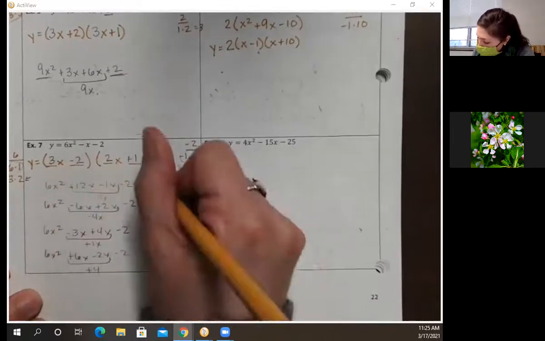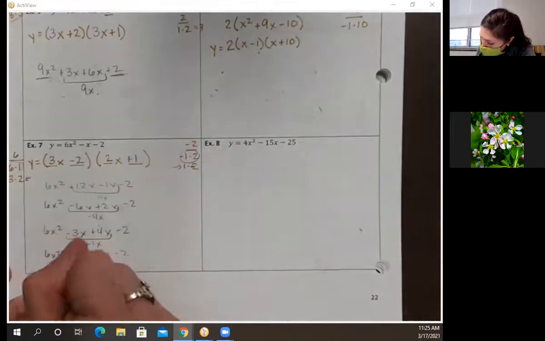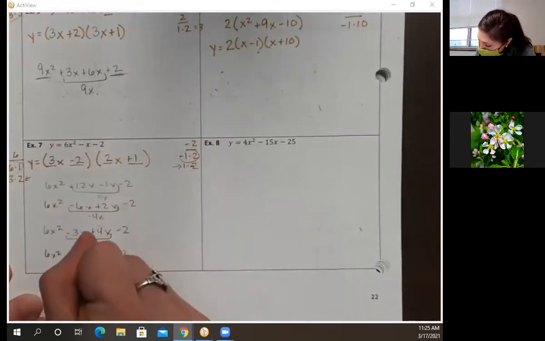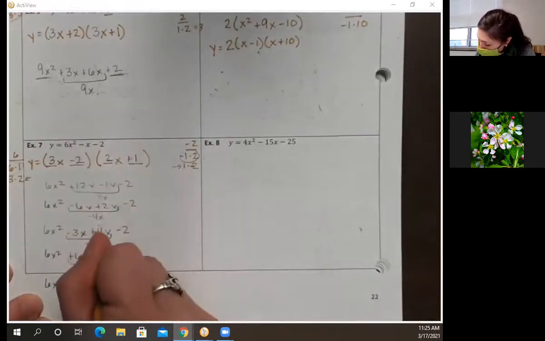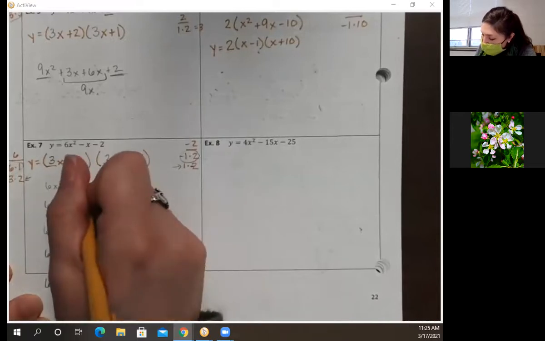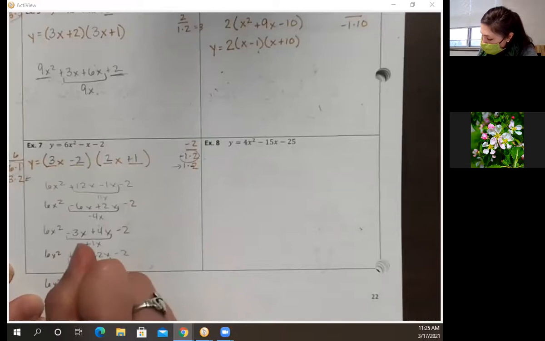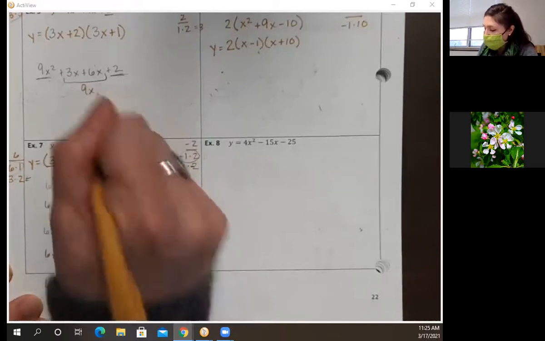3x times 2x would be 6x squared. Oops, we did that one. Plus 3x minus 4x is looking promising. Minus 2. Combine our middle terms and we get minus 1x. That's what we wanted.